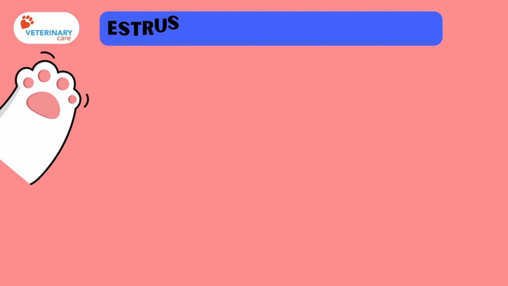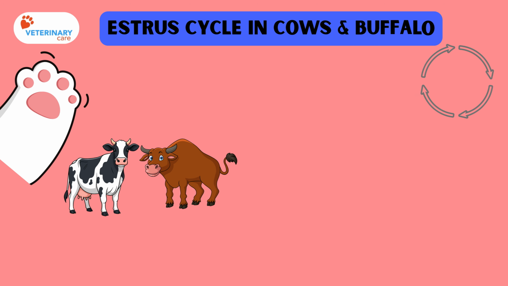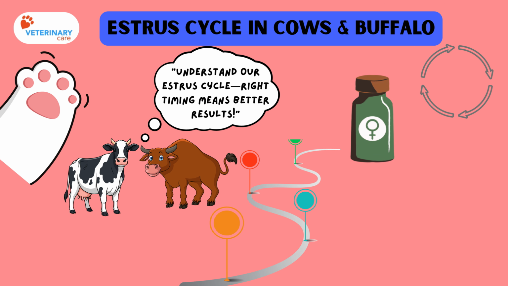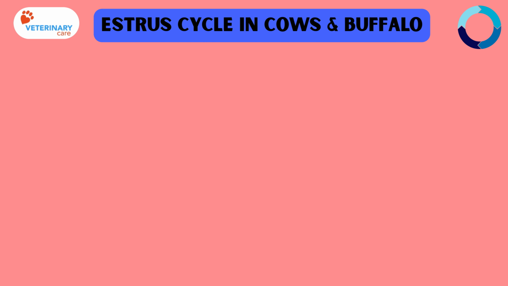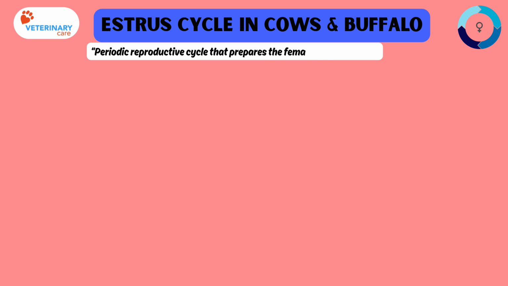In this video, we'll clearly explain the estrus cycle in cow and buffalo, its phases, stages, hormones, and ovarian changes, step by step. Let us get started. The estrus cycle in cow and buffalo is the periodic reproductive cycle that prepares the female for conception. In both species, the average cycle length is about 21 days.